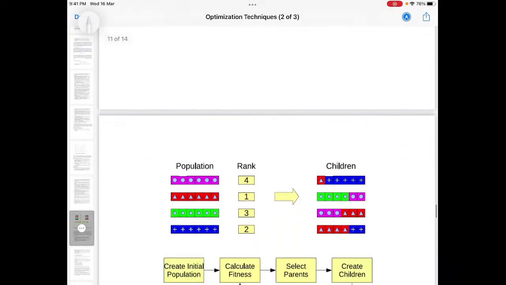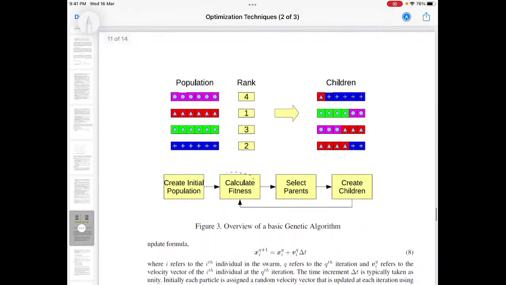Then calculate the fitness from the initial population. After creating the initial population, calculate the fitness. Then select the parents. Here, if the fitness is low, you have to select the appropriate parents. So always calculate the fitness, then select the parents.